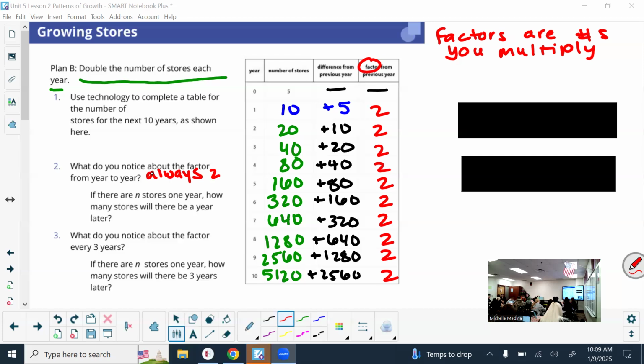It is definitely not a linear pattern, right? Because it's not adding the same amount each time. It's multiplying the same amount each time. This one, if you have room to write it anywhere, because it is having the same factor each time, this follows an exponential pattern. Because of this part right here.